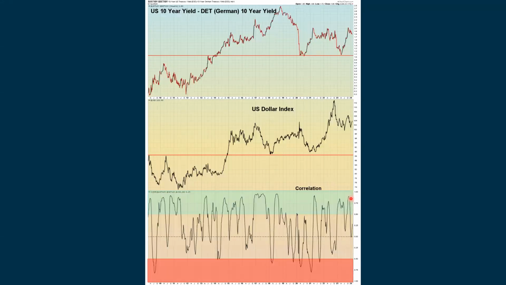Then we look at the U.S. 10-year yield on top, and we subtract the German 10-year yield. Since the U.S. rate is higher, we get a positive number. That's where the red line is here. That's above zero.